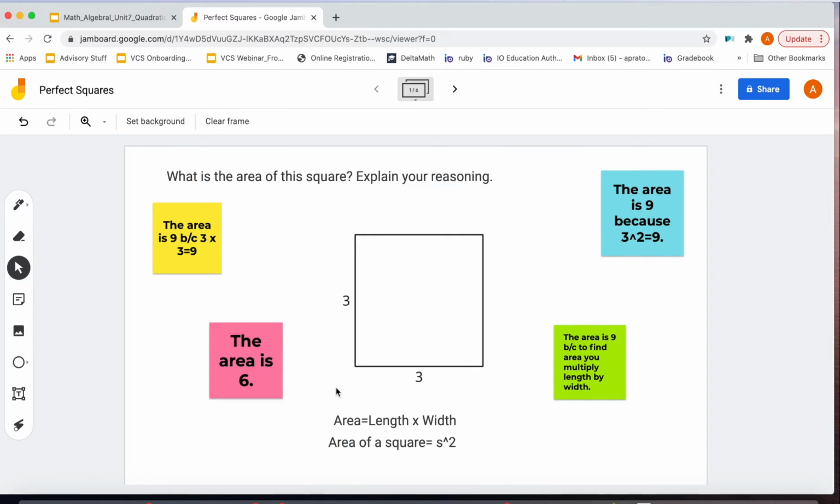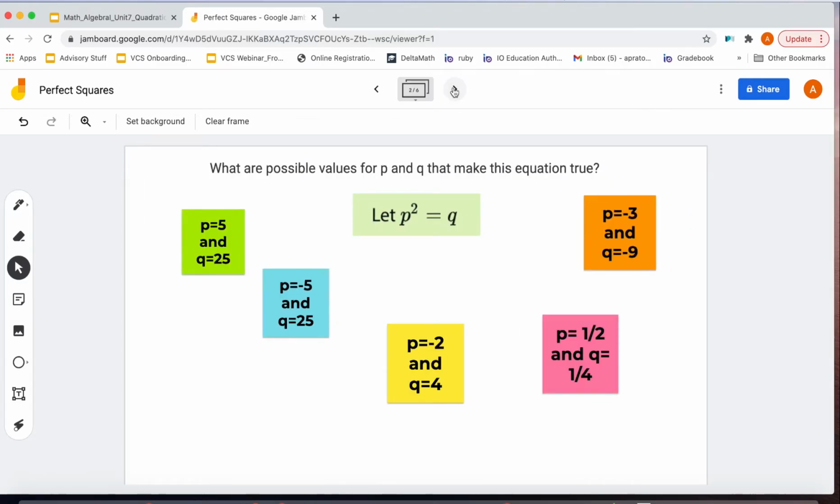In this situation, the student who wrote 6 may have been confused about how to find area. So based on what students write here, I wouldn't have had this to start with. Depending on my student's level, I might not have this information here, but I might add it in as we're discussing. How do you find area? Length times width. What about area of a square? Well, it's the same number, so I can just square the side. Okay, so now that gives a nice little refresher of just how to find area and what it means to square a number. So what are possible values of p and q that make this equation true?